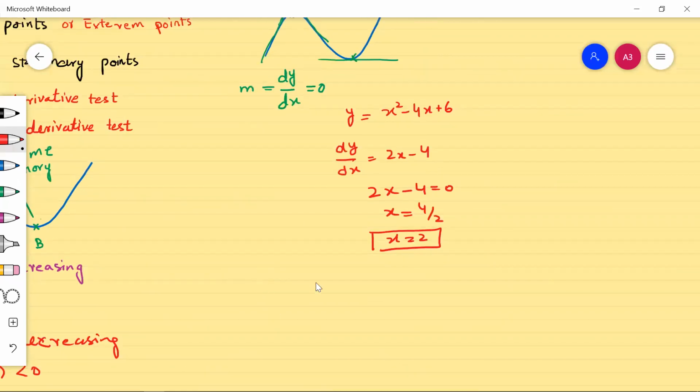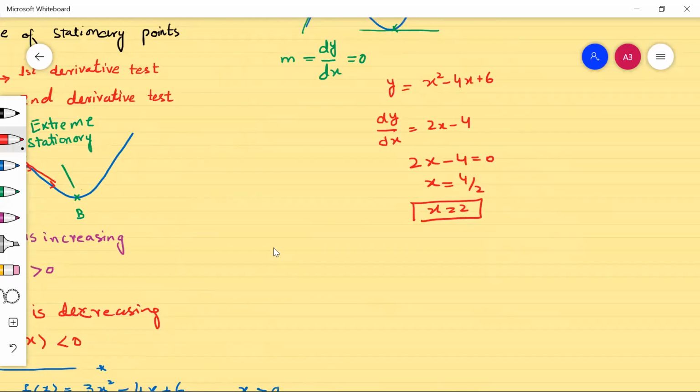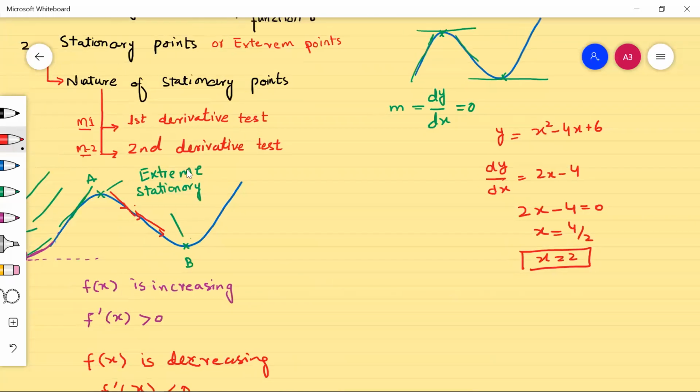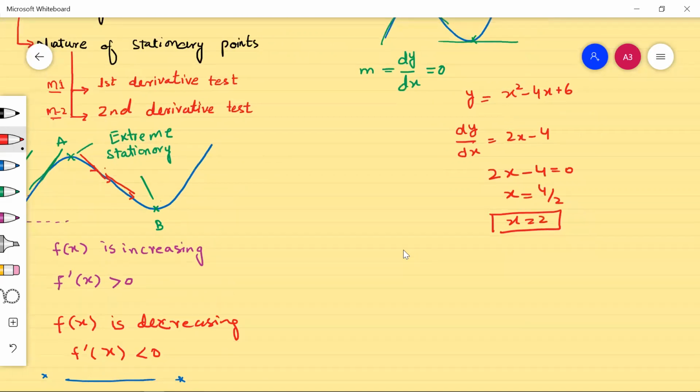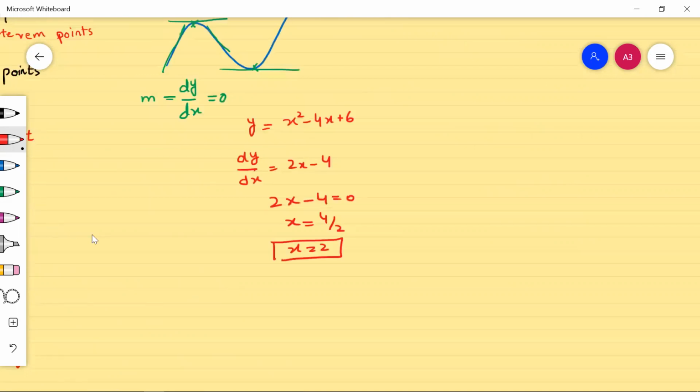The next thing is to find whether this point is a maximum or minimum, because we don't know whether this point is a maximum or minimum. So there are two tests, the first derivative test and the second derivative test. First I'm going to discuss the second derivative test. So what is the second derivative test? Just look at this. The second derivative test is so easy.